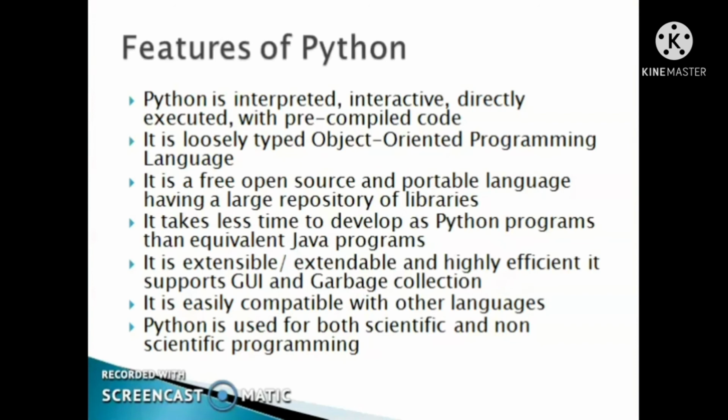and highly efficient, as there is no wastage of time in declaring the types of variables or arguments. It supports GUI, meaning graphical user interface, and garbage collection. It is easily compatible with other languages like C, C++, Core Java, etc. Python is used for both scientific and non-scientific programs.